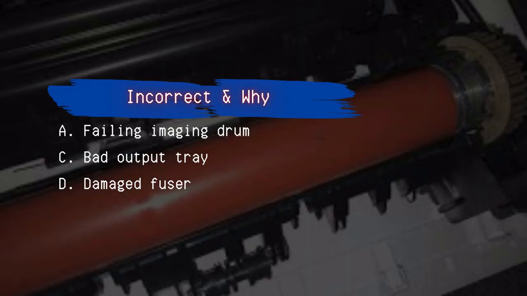Incorrect answers: A, a failing imaging drum would affect both copies and prints and typically cause smearing, repeating patterns, or faded areas, not clean lines on copies only. C, a bad output tray would cause physical misfeed or paper stacking issues, not black lines on output. And D, a damaged fuser would cause print smudging or poor toner bonding, affecting all output, not just copies.